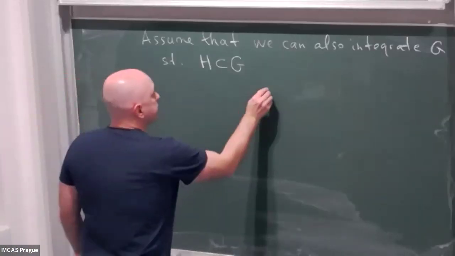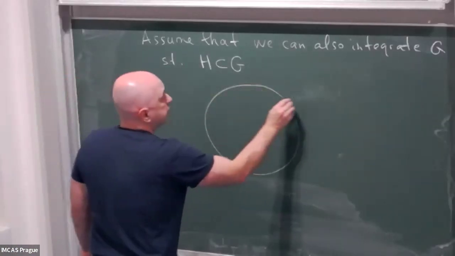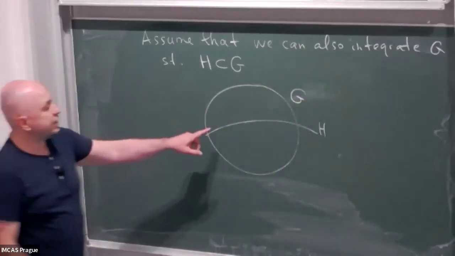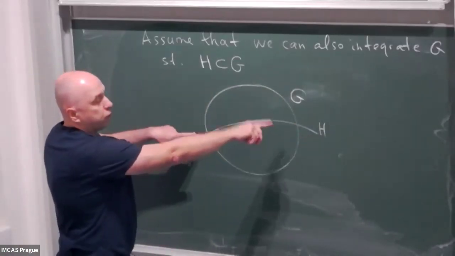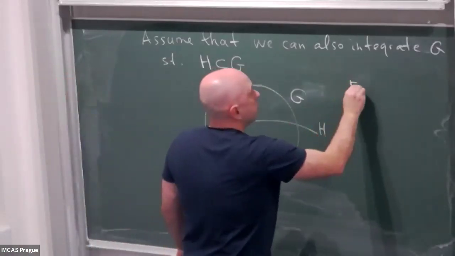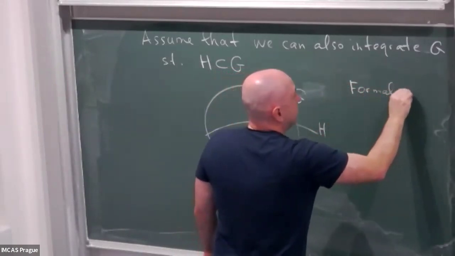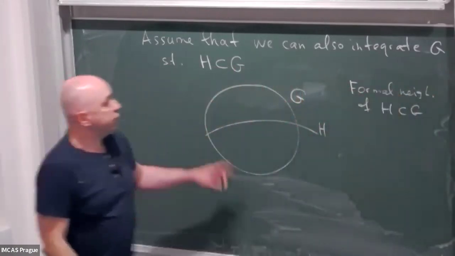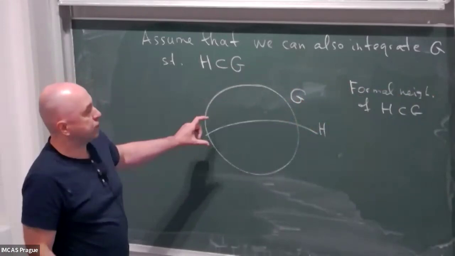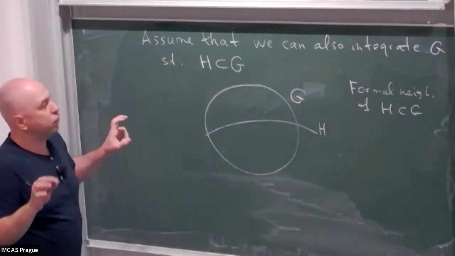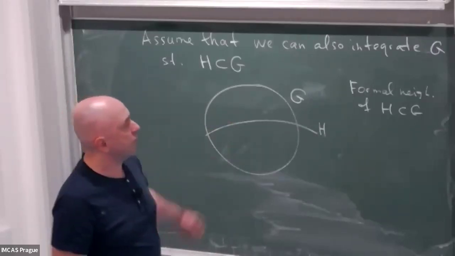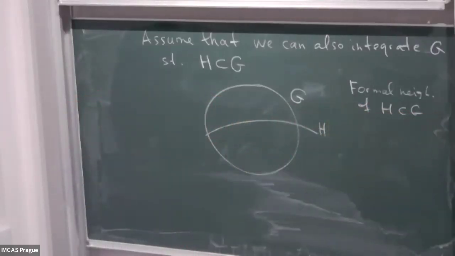Then, let me draw the picture. Suppose this is G, and this is H inside. Now let's take the formal neighborhood of H inside G. And what we'll get will be exactly the algebra of functions on this group. It's not really a Lie group in general, but it has a kind of group structure. If you take the algebra of functions on it, you'll obtain precisely this sort of Hopf algebra.